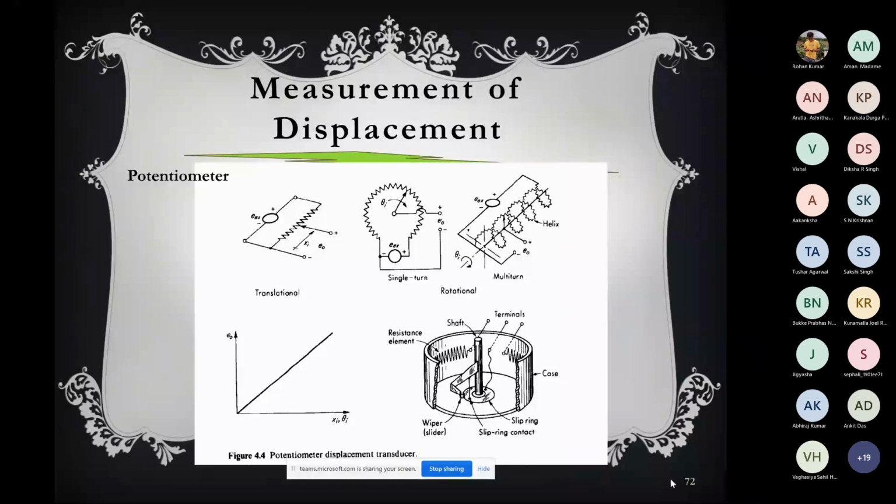Okay, now let's start part B. I said that in part A we read about the electrical and electronics instruments. In part B we'll read about some other physical instruments which are not measuring electrical quantities. The biggest and most important type of measurement is the measurement of displacement. So what do we mean by the measurement of displacement?